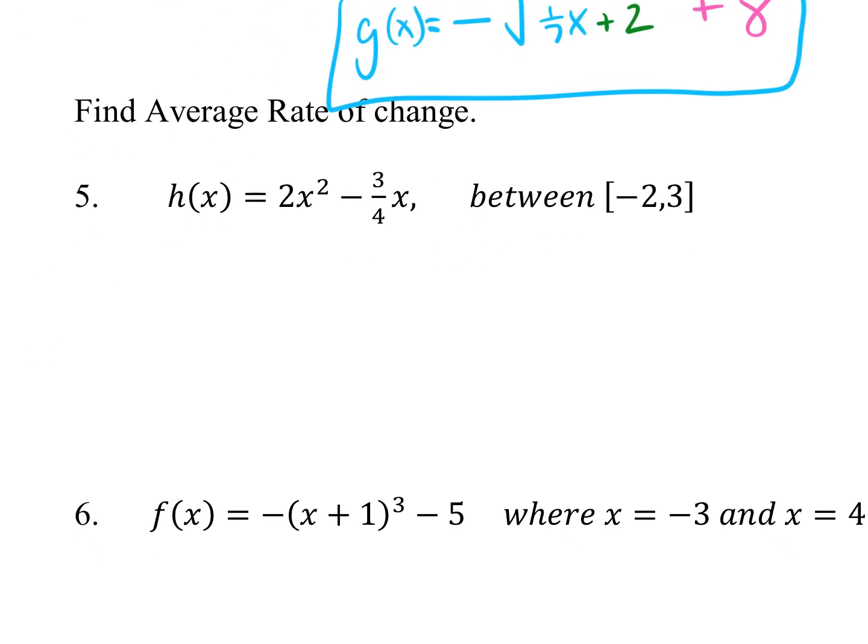All right, next let's look at 5 and 6. We want to find the average rate of change. Notice how 5 and 6 are written a little bit differently. It's asking for the same thing. When 5 says between -2 and 3, these are talking about both the x's. So it'd be like between x is equal to -2 and x is equal to 3. So it's just written a little bit differently than number 6, but it's asking for the same thing. These are both your x's.